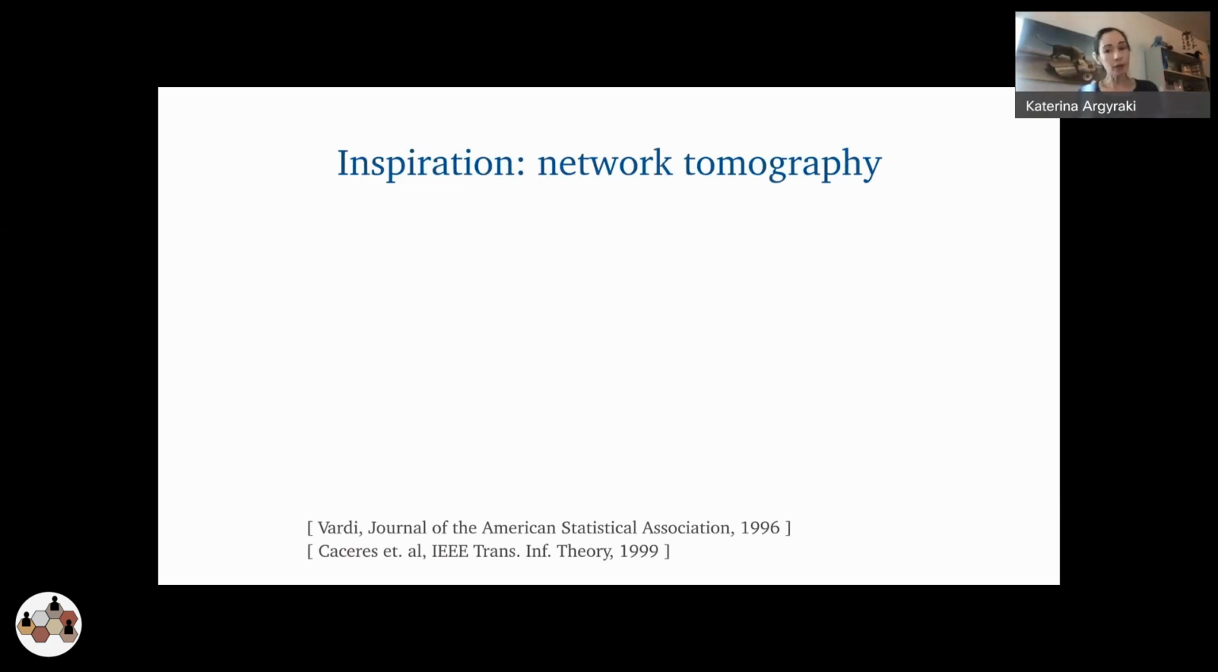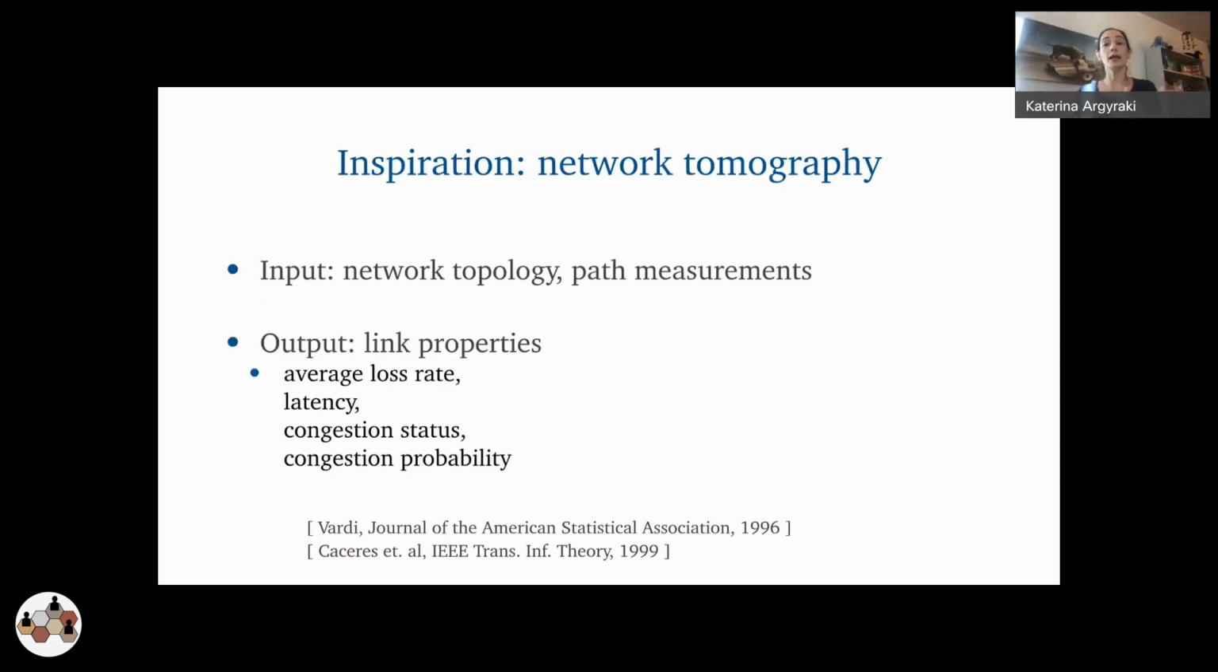This is a family of techniques that take as input a network topology and path measurements, and they produce as outputs estimates of link properties like loss rate or congestion status. For example, suppose we have this toy network here on the right. So we have 4 nodes, we have 3 links, and we observe these 2 paths end to end as end users. So we observe that the green path is never congested, and we observe that the red path is occasionally congested.